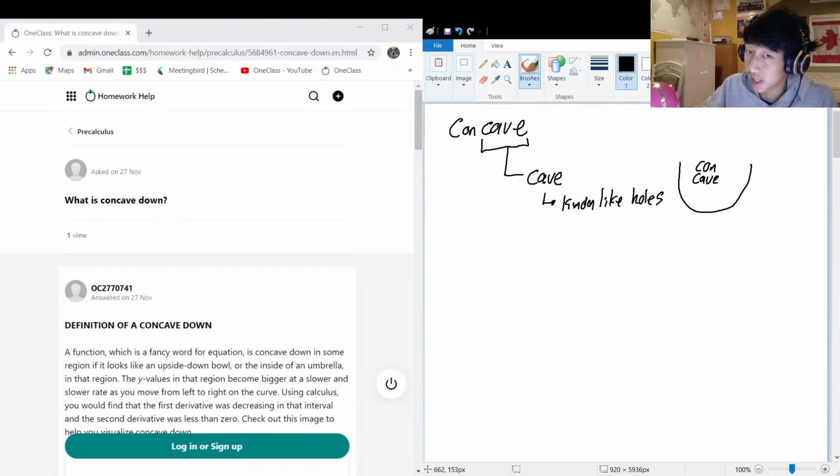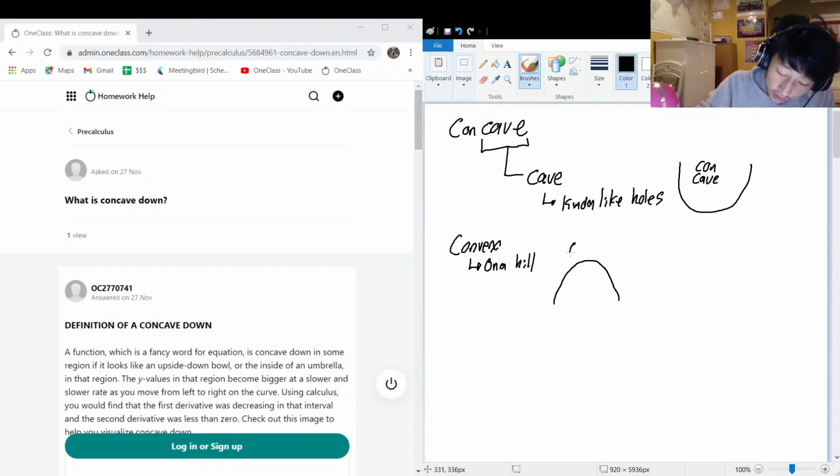Convex, on the other hand, is the opposite of concave. For concave, the word cave gives us a hint. For convex, you just have to remember that it's not concave, so this would be like on a hill. So like this, on top it would be convex, but underneath it it'd be concave.